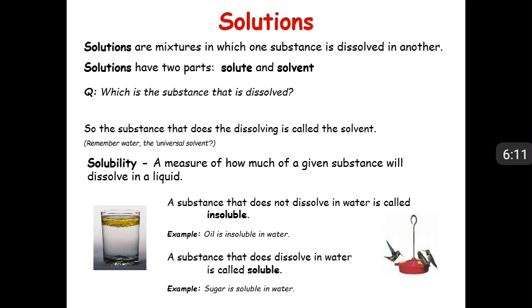And what is a substance that is dissolved? It is called solute. And solubility is a measure of how much of a given substance will dissolve in a liquid. A substance that does not dissolve in water is called insoluble. Example, oil is insoluble in water, and a substance that does dissolve in water is called soluble. Example, sugar is soluble in water.